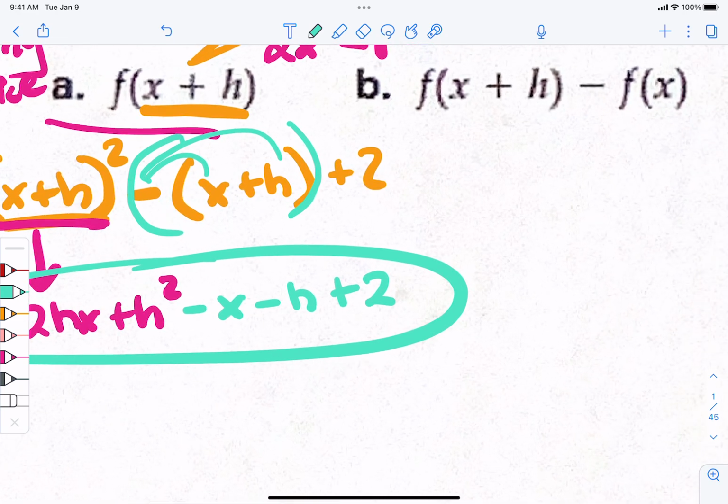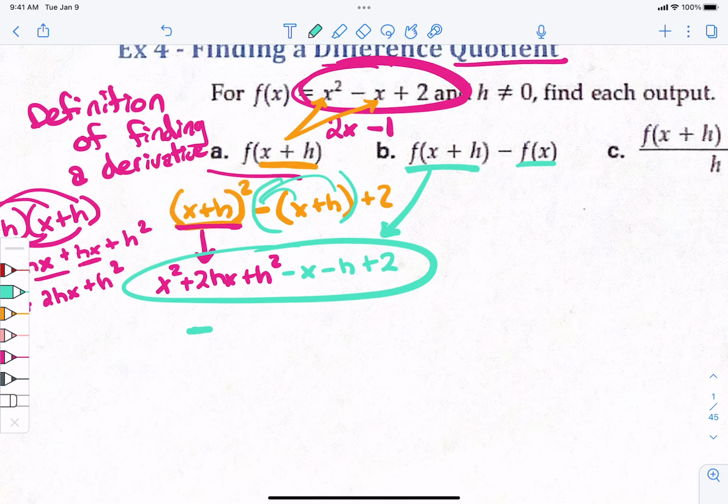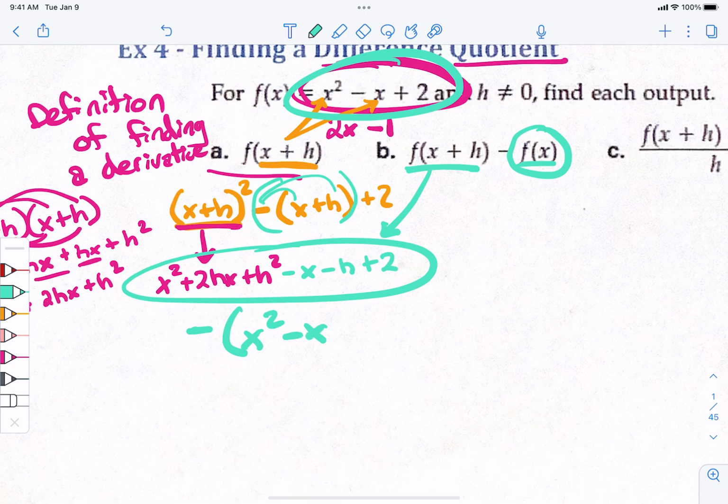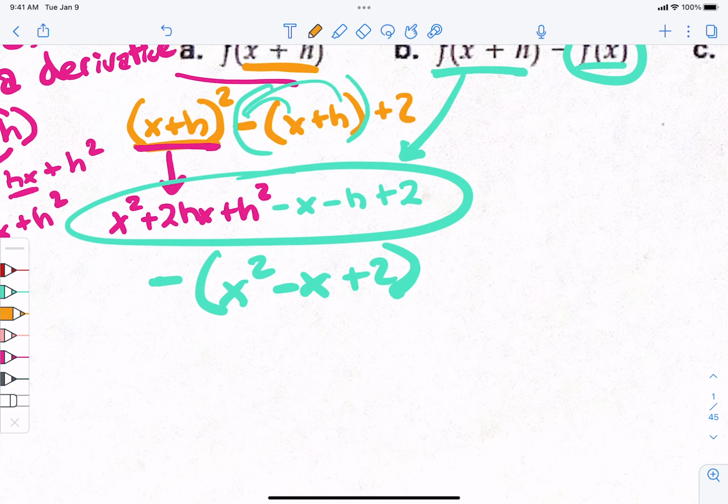Part B says we want f of x plus h, which is what we just calculated, minus f of x. So I'm going to take this thing and I'm going to subtract f of x. What is f of x? It's x squared minus x plus 2, the original. Do you see how that works? I'm going to subtract that. But before we subtract, let's distribute the negative. So minus x squared plus x minus 2.